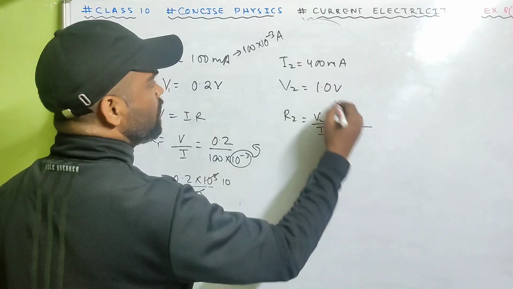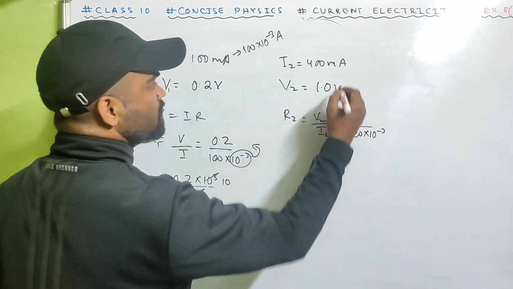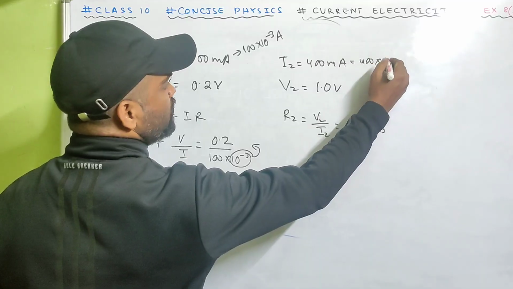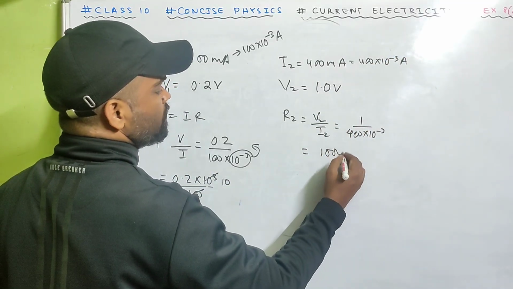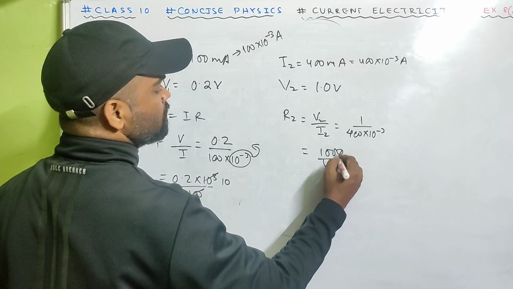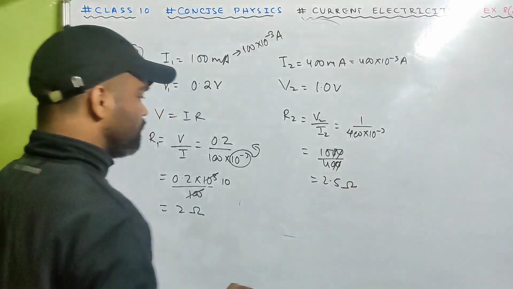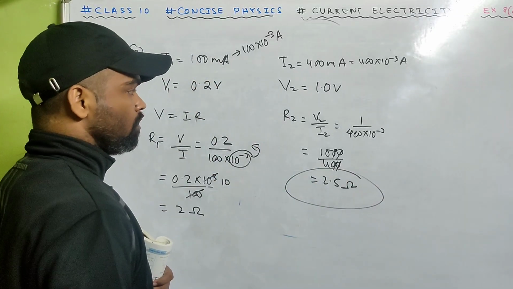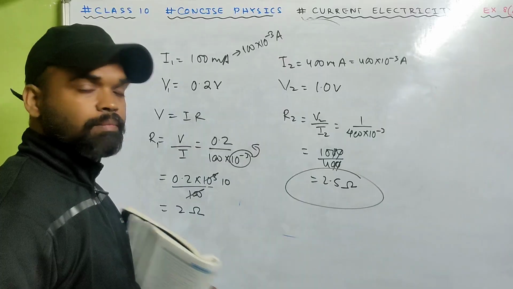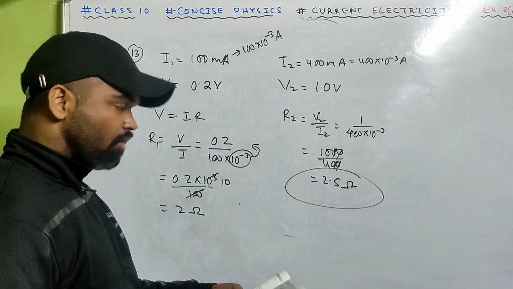Similarly, R2 is V2 by I2. V2 is 1. I2 again 400 multiplied by 10 to the power minus 3, because we need to change it to ampere. So 1000 goes up by 400. That's 2.5 ohm. Now you see, when the current is more, then the resistance is more. They've asked, calculate the resistance of filament in each case and account for the difference.